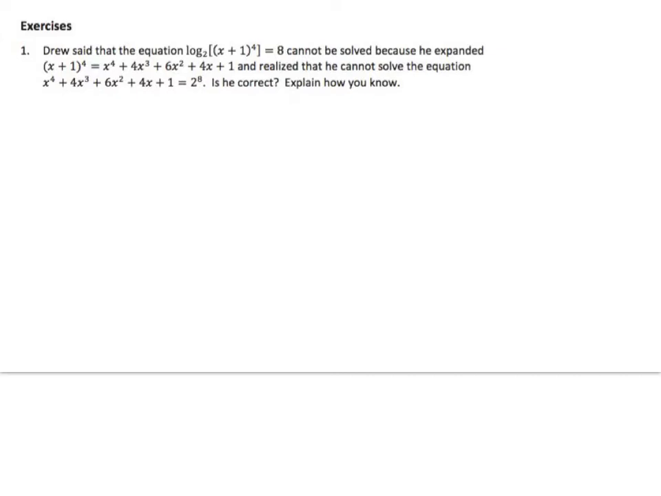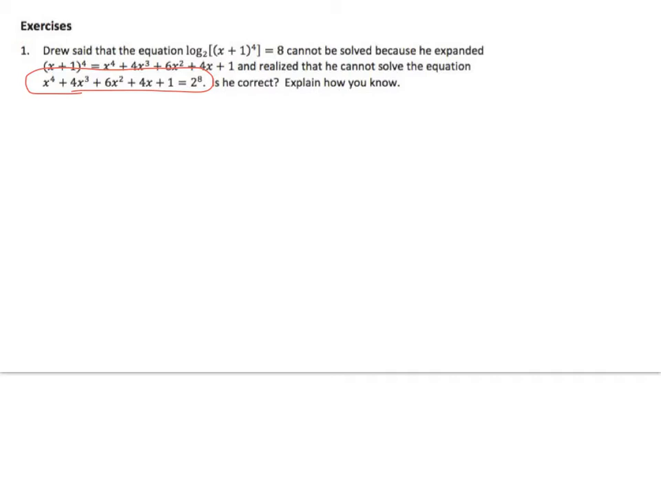Exercise. So Drew said that the equation log base 2 of x plus 1 raised to the 4th power equals 8 cannot be solved because he expanded x plus 1 to the 4th power and realized that he cannot solve the equation. Is he correct? Explain how you know.